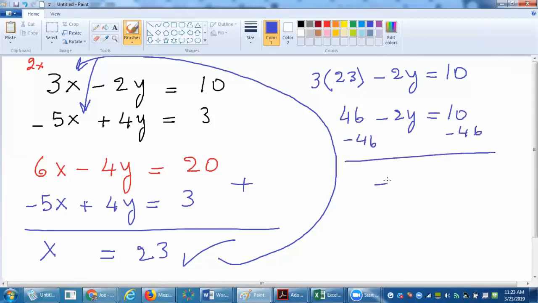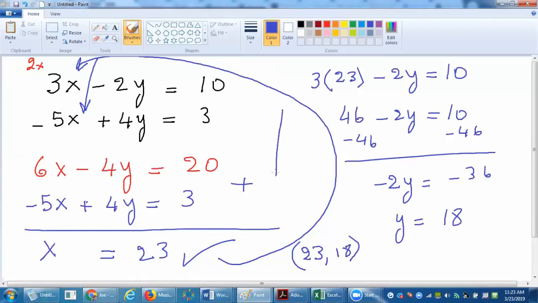We will end up with negative 2y equals negative 36, right? Because plus 10, we don't add, we subtract. 46 minus 10 is 36, but negative 46 is more negative. So y would be negative 36 over negative 2, which is 18. And so the solution is (23, 18). And this is where these two lines will intersect. Now these two lines will intersect at the point (23, 18).